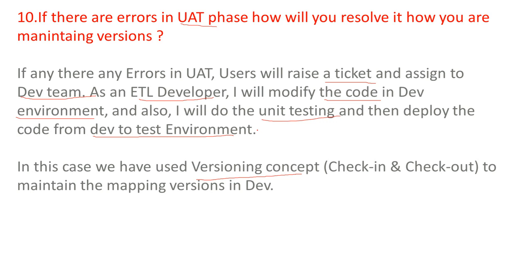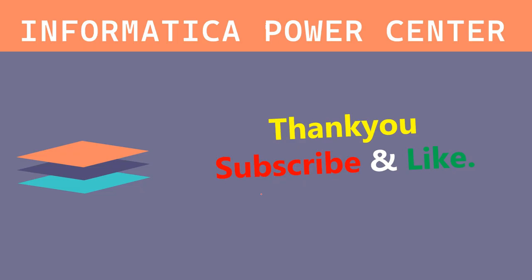Here it is already developed now, so for that workflow we have to do check in and check out. The use of check-in and check-out is, if we check out a workflow, no one else can take that workflow for modification. Someone has already checked it out and is doing something on it, so other people will know it is in checkout state and we don't disturb it. That's why we use the versioning concepts, check in and check out, to maintain the mapping versions in the development environment.